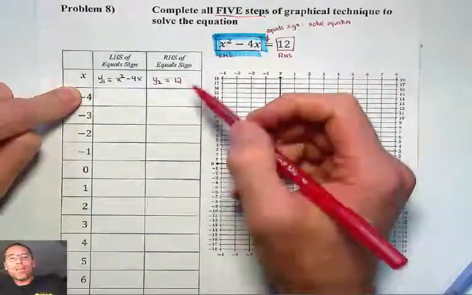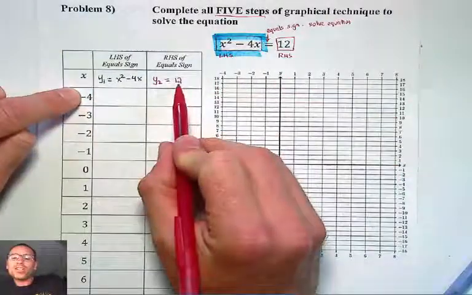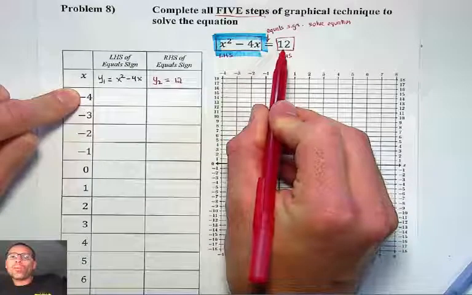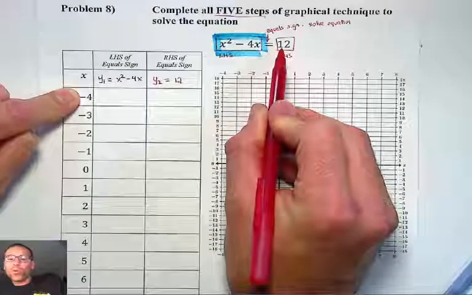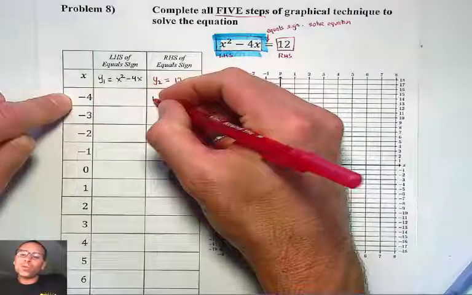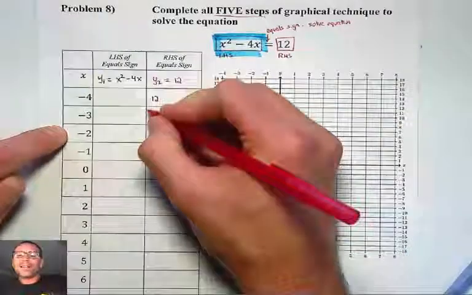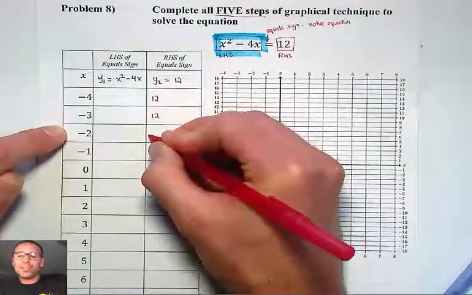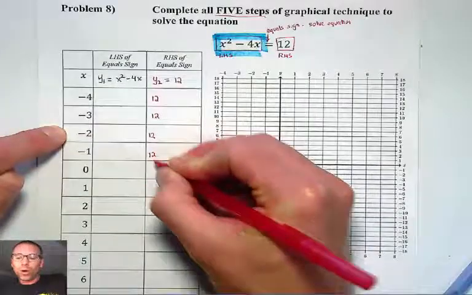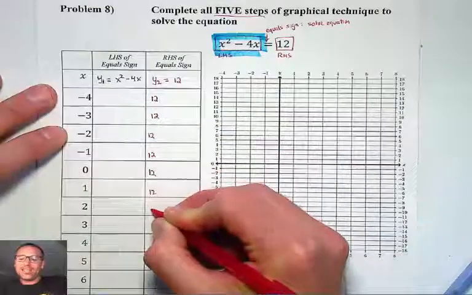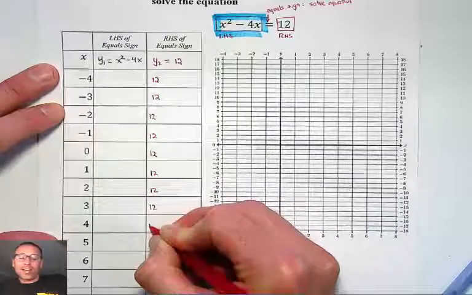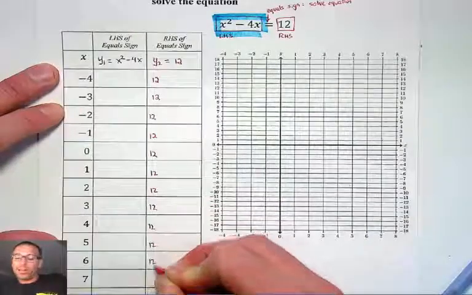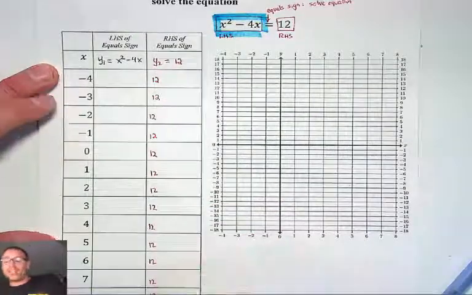Before I go run and get my calculator, do you notice that this 12 is constant no matter what? In other words, if x is negative 4, guess what the value is? 12. If x is negative 3, 12. Negative 2, 12. Oh my God, this is one of the easiest functions ever. Whoever wrote this problem, just keep throwing functions like that at me, right? Because I can do that all day.